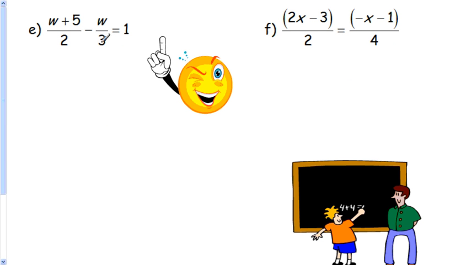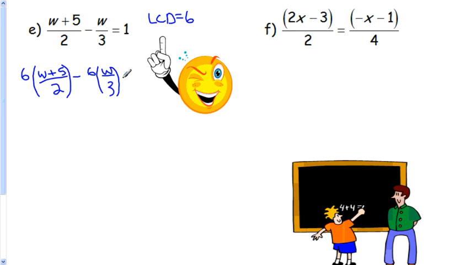Okay, so let's try the next example here. It's a little bit more complicated, but again, we still have denominators 2 and 3. So the LCD of 2 and 3 is 6. So now we have to multiply each term by 6. So we have 6 times w plus 5 over 2, minus 6 times w over 3, and then 1 times 6. Remember to multiply the 6 by every single term. Now, don't be tempted to multiply this in. Try and get rid of the fraction first. That's why we're multiplying by the LCD, because we know this denominator will go into this number.